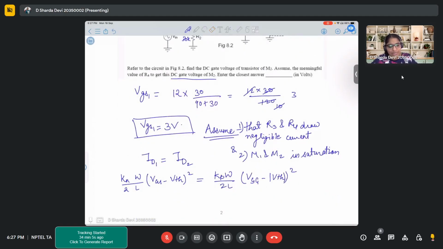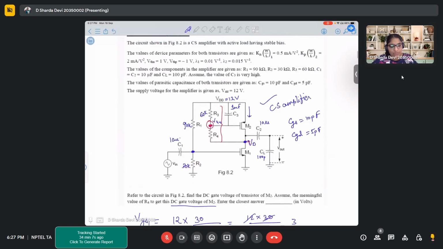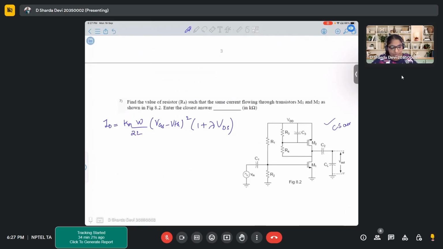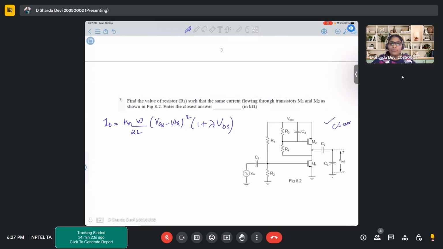And also we know that lambda is very small, which is 0.01 and 0.015 times VD, and VD will also be definitely small. So that's why we have neglected it for calculation simplicity. But here, since now we are calculating current, we can go for the exact current. And we'll solve for the exact current and see what value we are getting.